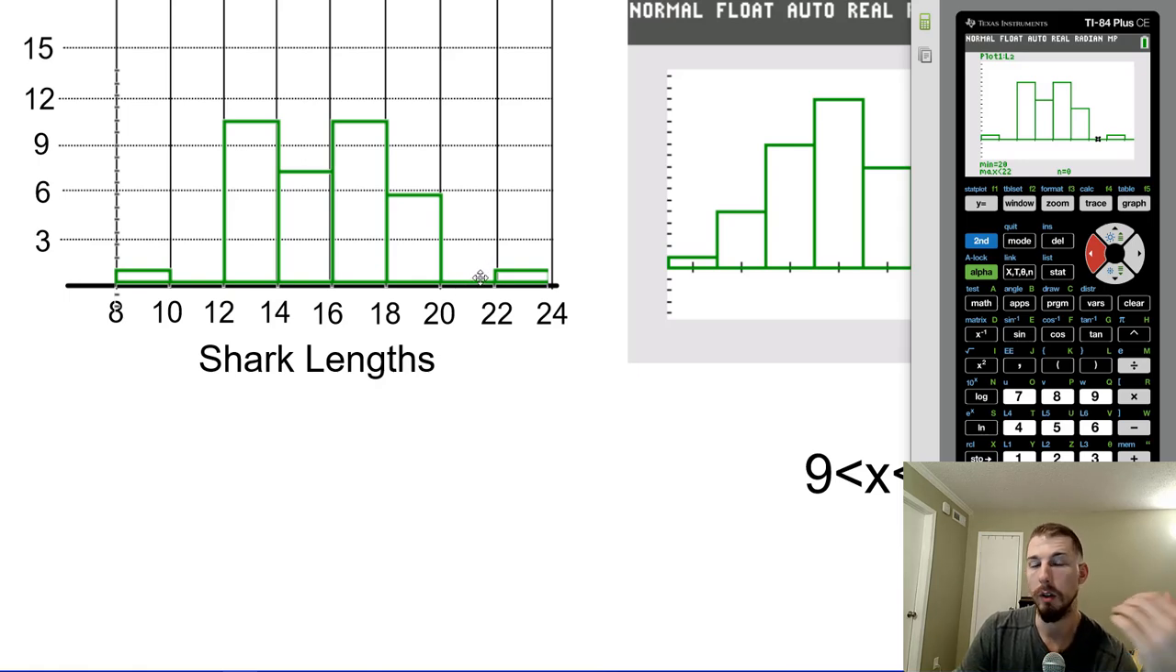If we increased our sample size to 100, chances are we would have found a shark that was that long. Dang, that's a really long shark. Is it 20? Yeah, 22.8. Ooh, that's really frightening. Anyway, it makes me not want to go back into the water.